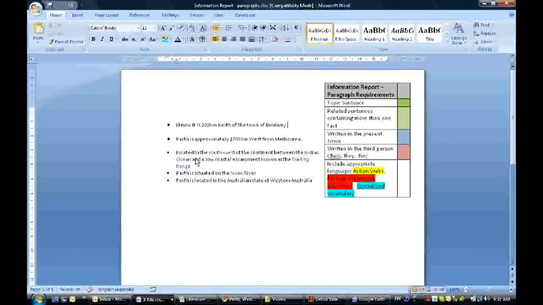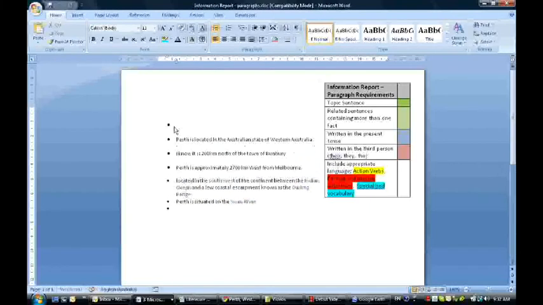Okay, I'm going to order this information in order of importance and relevance. I'm going to take this bottom one because everyone knows, well, everyone in our class should know where the state of Western Australia is. I'm going to put that one up the top. That's going to be my first one.